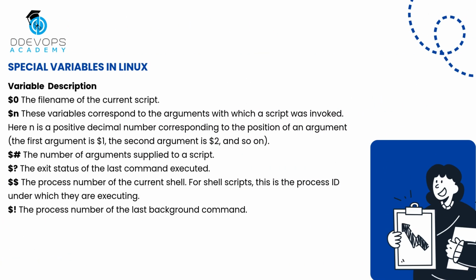In shell scripting, special variables give us powerful control. $0 holds the script name, while $1, $2, and so on represent input arguments. $# tells us how many arguments were passed, $? shows the exit status of the last command, great for error checking, $$ gives the current process ID, and $! tracks the last background process. These variables make your scripts dynamic and responsive.